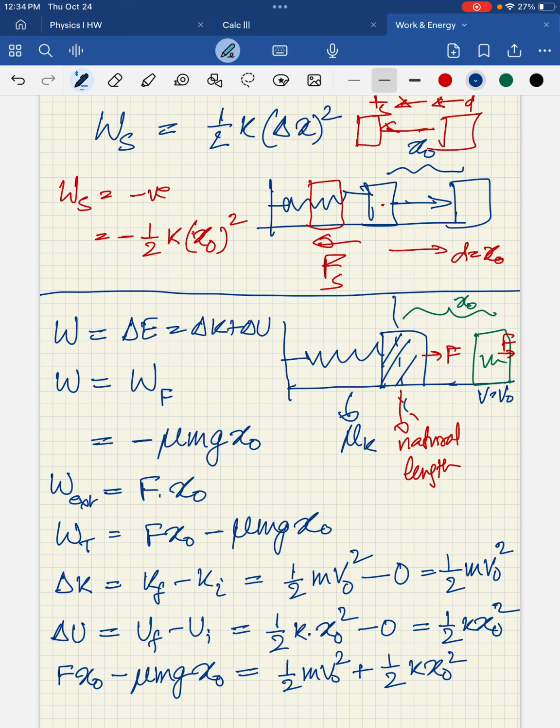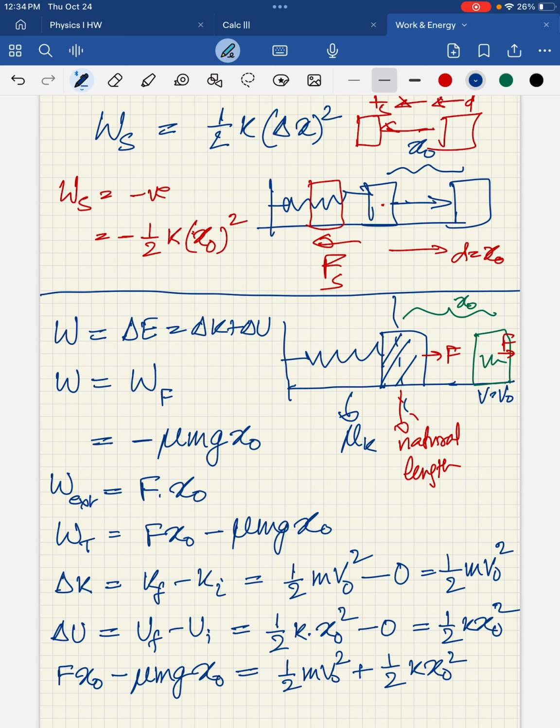So if we were on a frictionless surface, the same work would have given us more final energy in terms of half mv square and half kx square. This would have been higher if there was no friction.